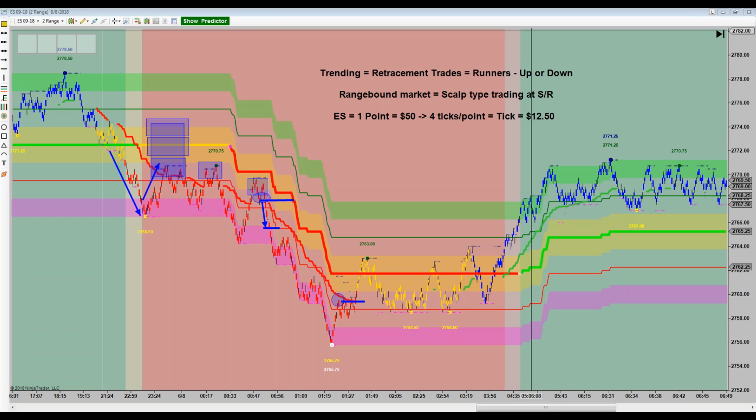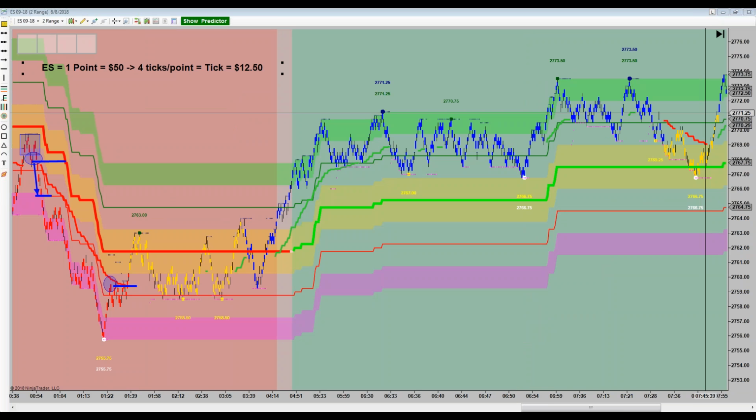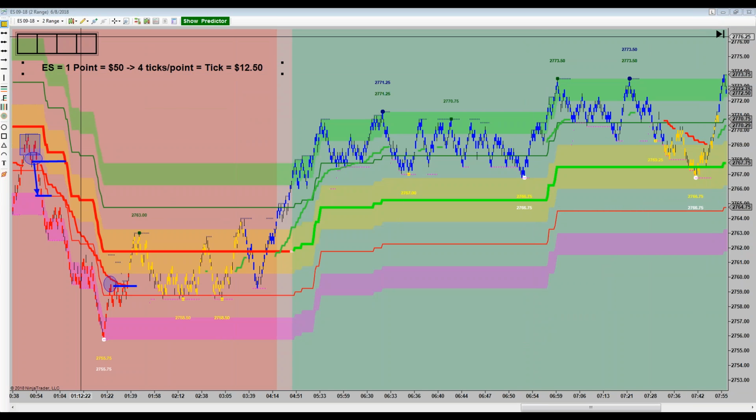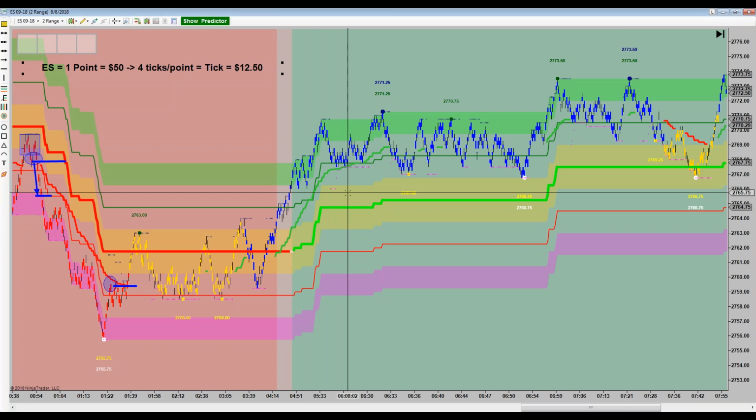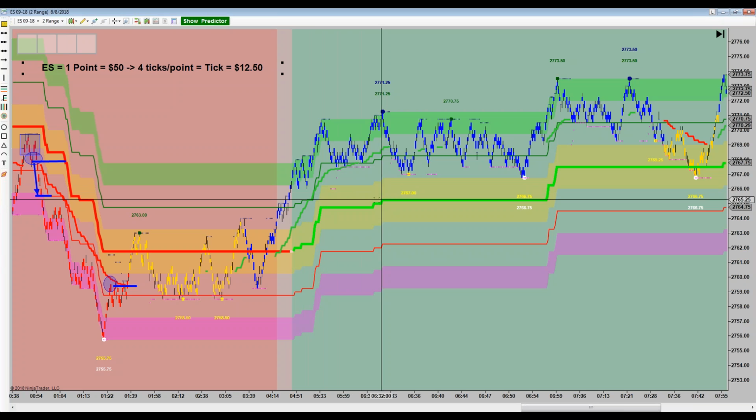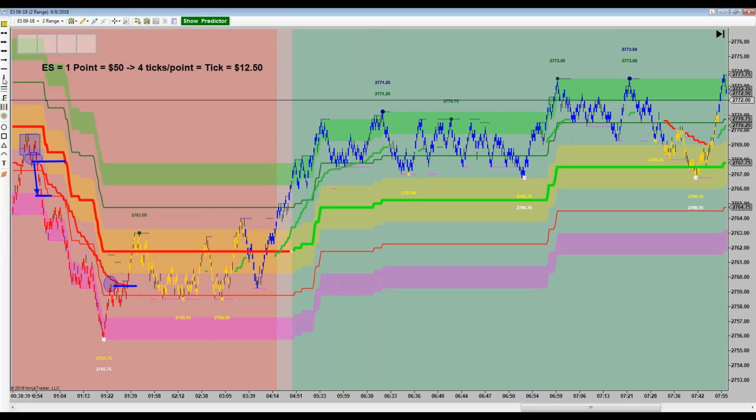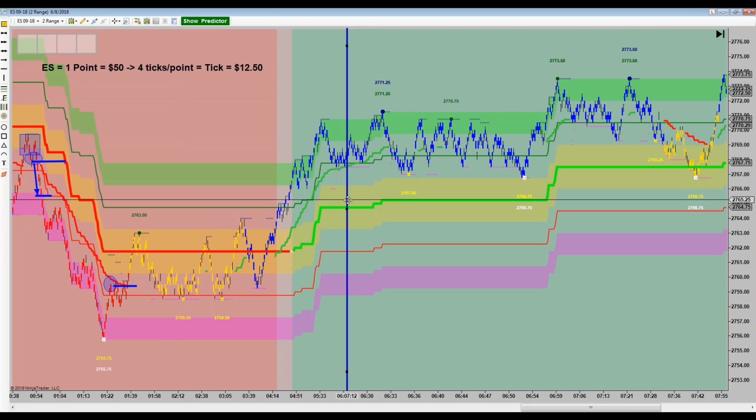All right, well, let's skip to Friday morning and talk about how ES traded. Now, the equity markets open at 6:30 my time, which would have been right here on this chart, right about here. Where's my vertical line here? Okay, so right here.